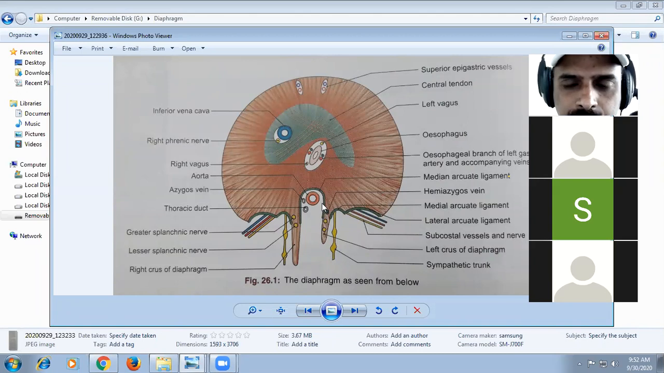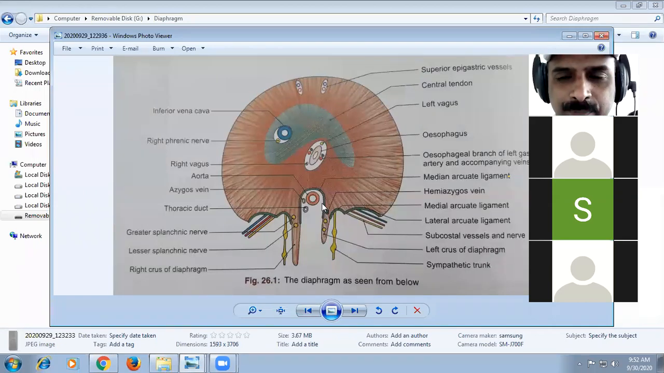Sripad Gangul, have you understood the diaphragm? Yes, sir. Okay. Any doubts in this? Any doubts in this? No, sir. No? Okay. Have you understood all points?